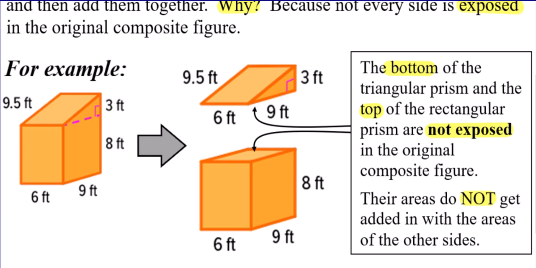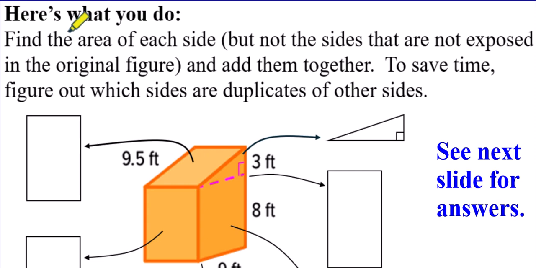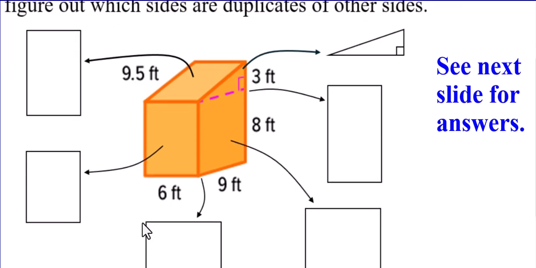Well, then what do we do? Here's what you do. You're going to have to find the area of each side. Not surface area formulas, but actually area formulas for each side. Not the sides that are not exposed, just the ones that are exposed, and add them together. Now, to save time, we're going to figure out which sides are duplicates of other sides. So for the shape we've been looking at, triangular prism at the top, rectangular prism at the bottom, we are going to look at each side separately and find its area.